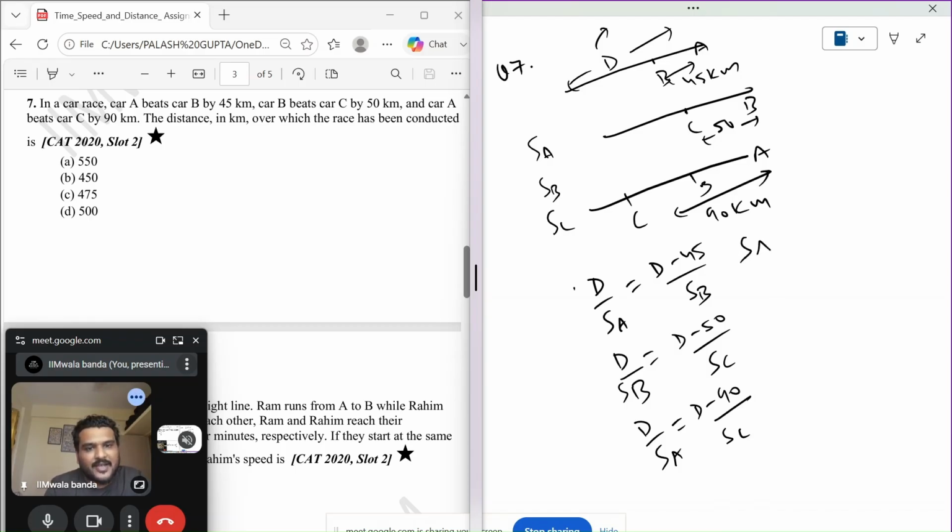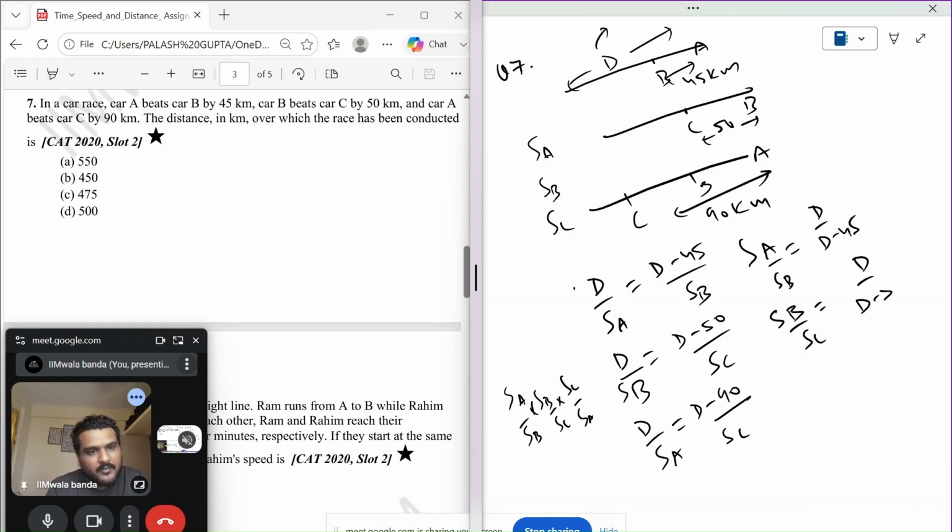Got it. So SA upon SB from here can be written as D minus 45 upon D. Basically, I want this to happen: SA upon SB, SB upon SC, SC upon SA, and then multiply these three so that I get one on one side. So in fact, I should find out SA upon SB. So D upon D minus 45. SB upon SC, D by D minus 50. SC upon SA, D minus 90 upon D. Now multiply these three, we'll get 1 on this side.